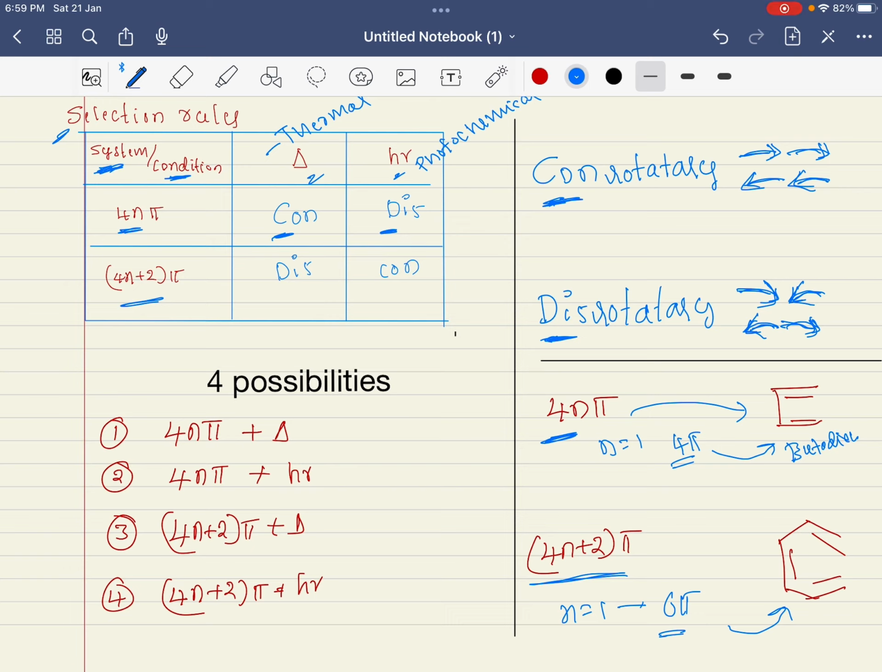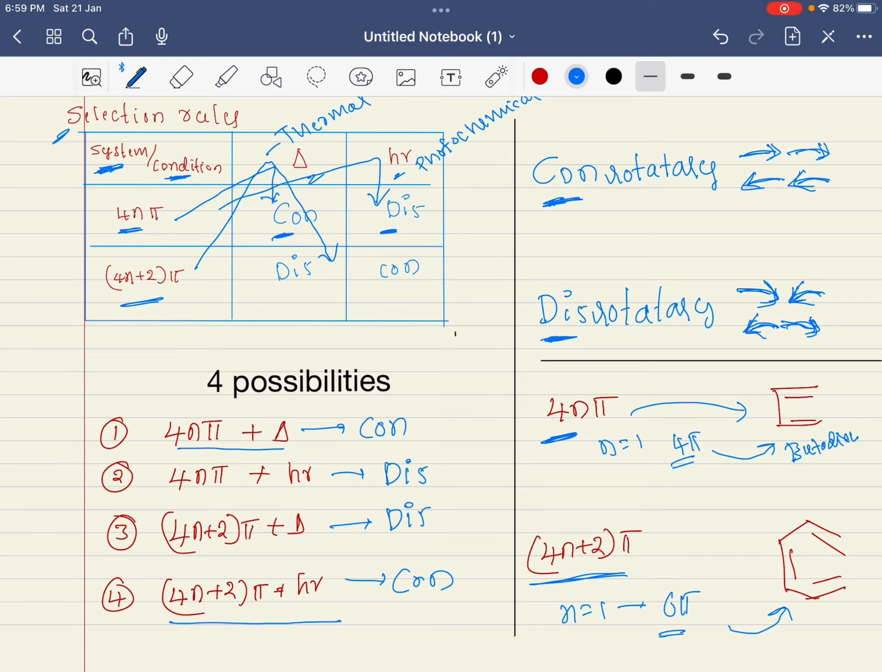When the 4n pi system is there and the condition is thermal, we'll get a conrotatory. When the 4n pi system and the condition is photochemical, we'll get a disrotatory. Next, when the system is 4n plus 2 pi and the condition is thermal, we'll get a disrotatory. And when the system is 4n plus 2 pi and the condition is photochemical, we'll get conrotatory. With this knowledge, we can solve an electrocyclic reaction.